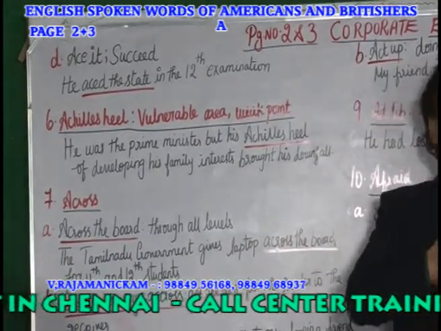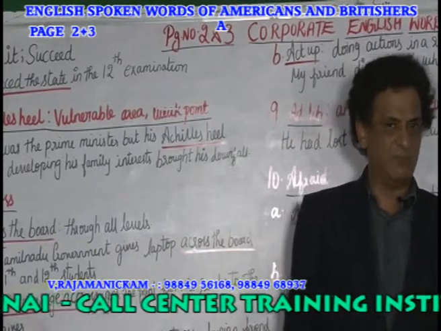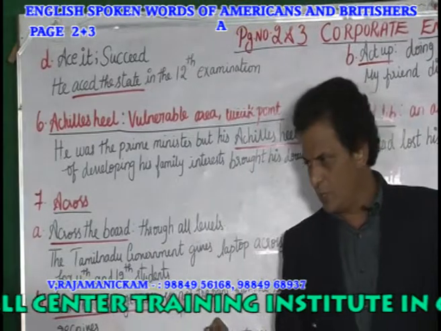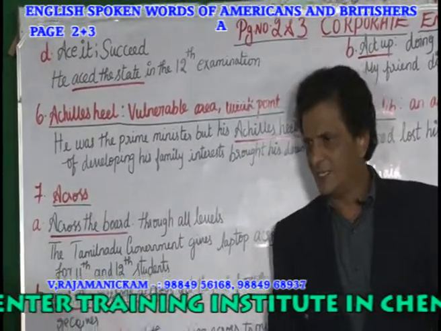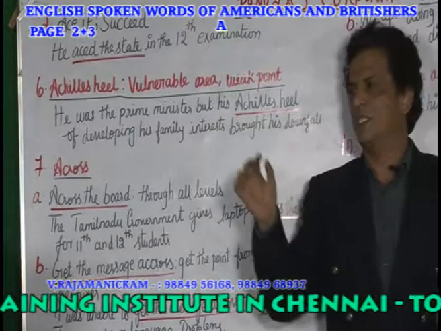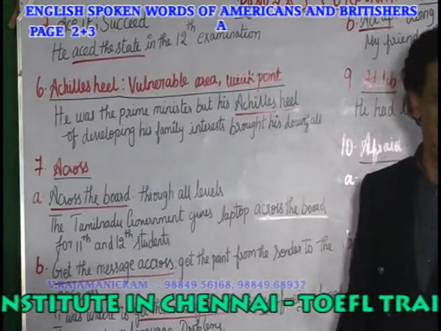That is the weak point. That is the Achilles heel. So Achilles heel means it is the weak point. It is the vulnerable area. Able to understand? What is the Achilles heel? So you can say, see, for every person, even though he is the best person, there will be one or two minus points. That you can call Achilles heel, right?